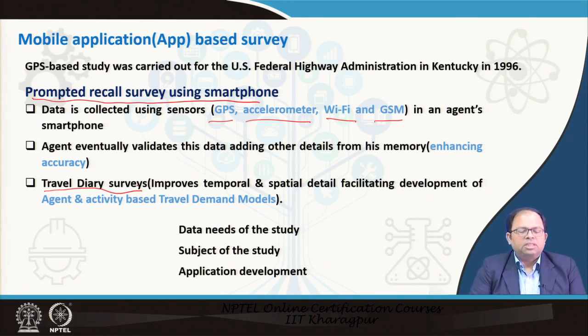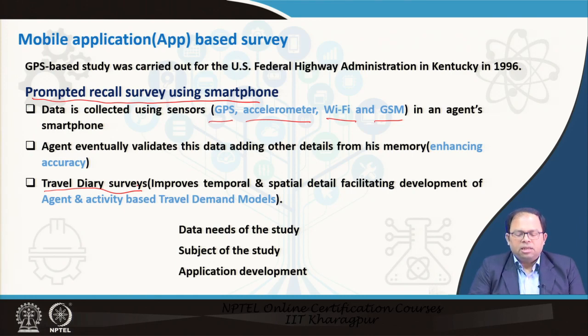Now, when we develop this kind of mobile applications, particularly for prompted recall surveys like the ones that we discussed, it's a recall survey. That means we're remembering what that person has done, and it's a prompted recall because we are looking at the GPS location and asking, okay, what did you do at that point of time? How much time did you spend over there? And all this information. So it's a prompted recall.